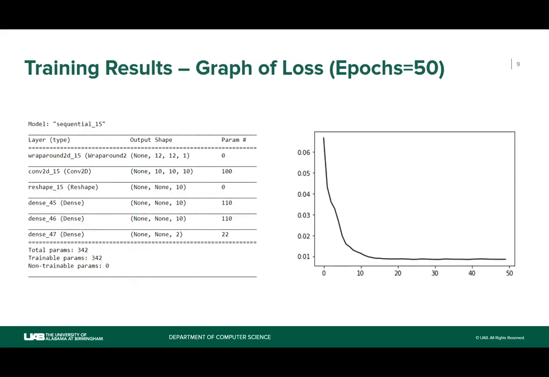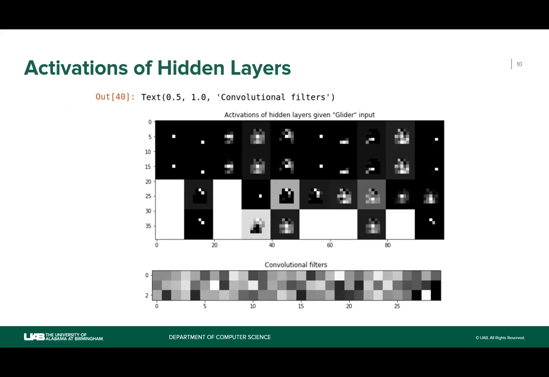And so here you can see some results that we had from training. We used 50 epochs here, and we have this nice graph that shows the loss by epoch. Here are the model details on the left-hand side. On this slide, we wanted to show the activation of each of the hidden layers. The hidden layers of the CNN typically consist of a series of convolutional layers, and below you can see the convolutional filters.